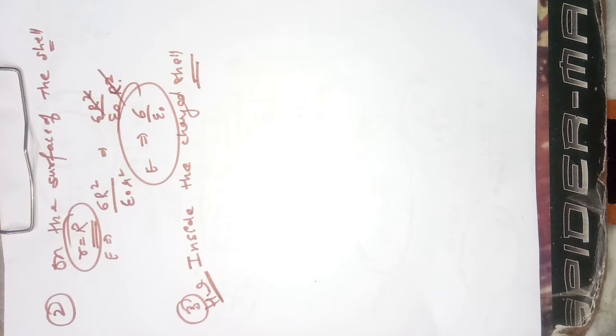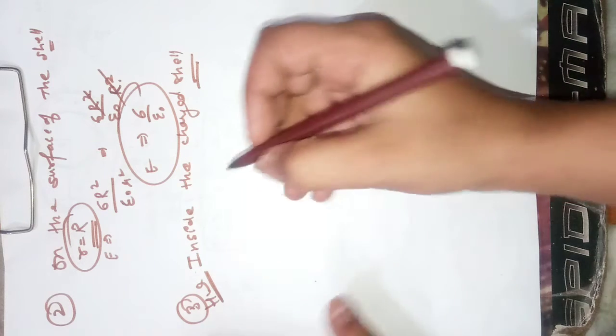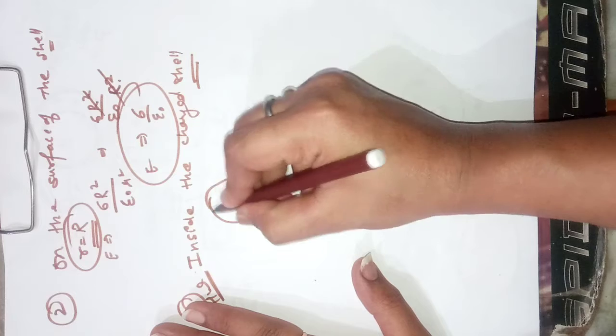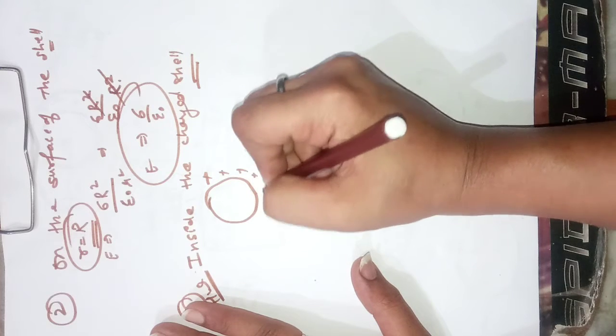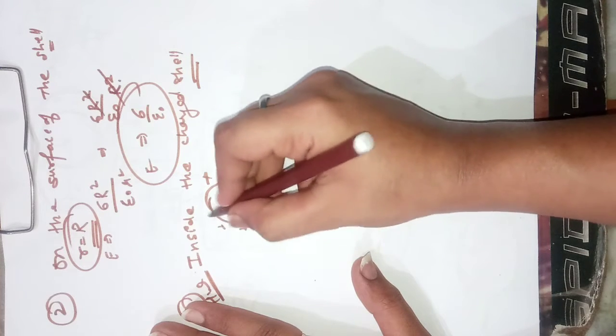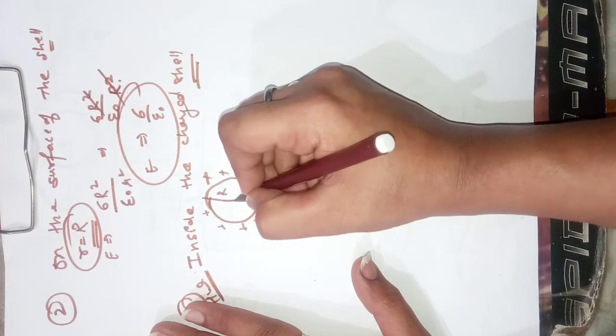I have given you homework to calculate the electric field inside the charge shell. This case is very simple. We have considered a charge shell, basically a shell on the surface of which a positive charge is scattered.